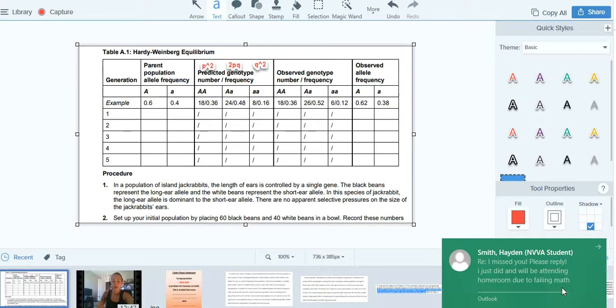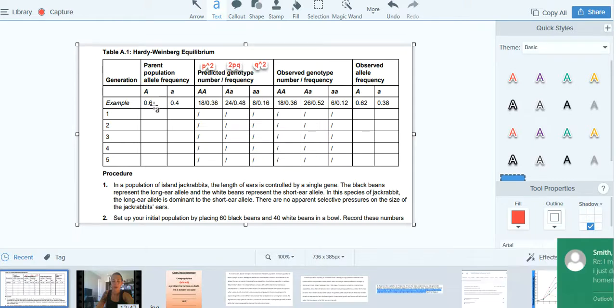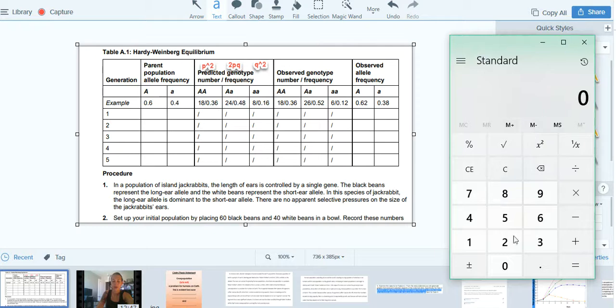So what we're going to do is we are going to finish calculating these out. For 2PQ, we multiply 2 times P, which is 0.6, times Q, which is 0.4, and that will give us 0.48. Okay, and then for homozygous recessive, we're going to take Q squared, and that's our lowercase a here. So 0.4 squared is going to be, if you don't know that off the top of your head, 0.16. Okay, put it in your calculator if you don't know.